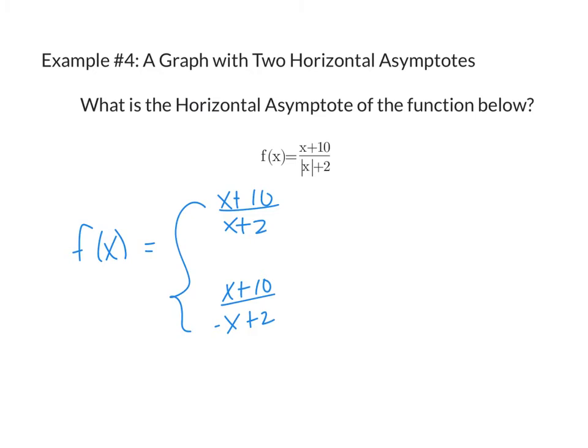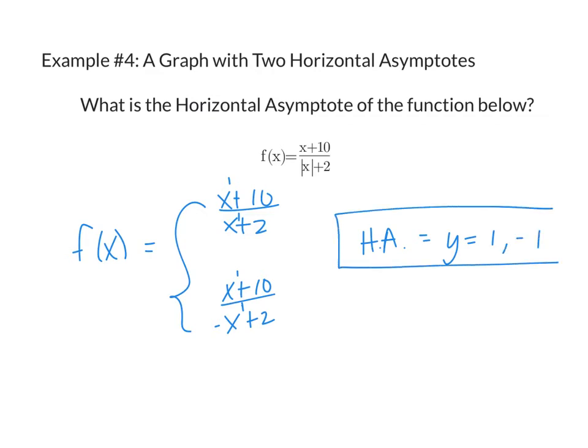With that being said, for the first one, the powers are the same, so that horizontal asymptote is just y equal to 1. However, on the second one, the powers are still the same, but the coefficients are different. So now we just have 1 over negative 1, which makes it negative 1. So we have 2 horizontal asymptotes for this one. If you ever experience something with an absolute value, be sure that you take into account both options.